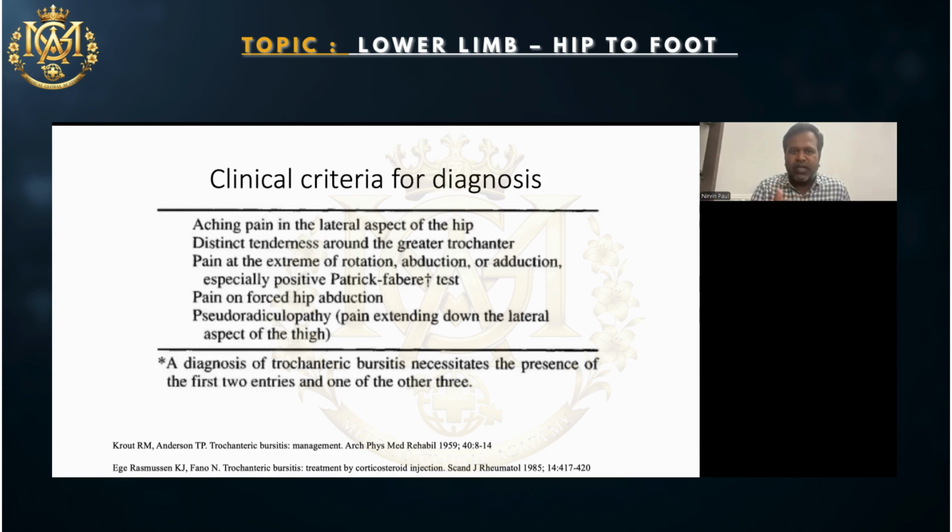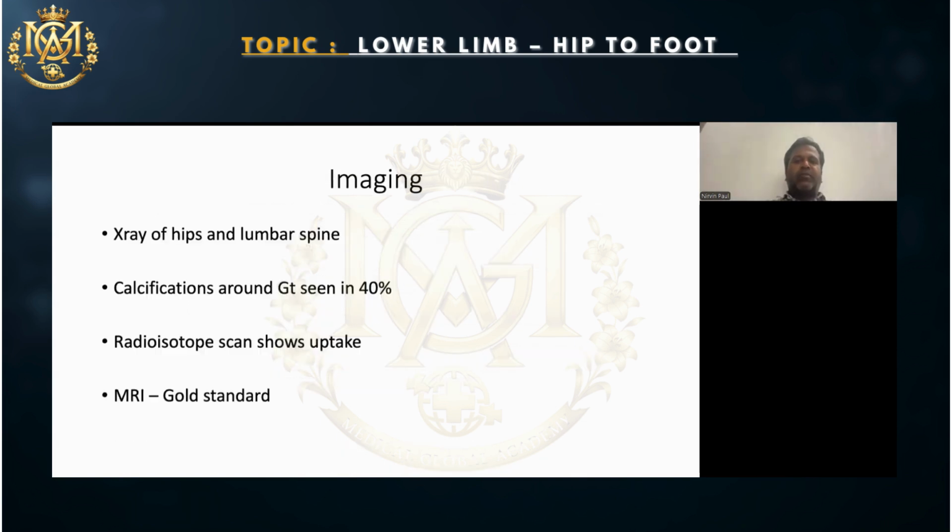So they should either have pain on forced abduction of the hip, or you're doing a FABER test, with restricted abduction and external rotation, that is positive, or there should be a pseudo radiculopathy where they're talking about radiating pain down the lateral aspect of the thigh. So the first two have to be there, and one among the next three has to be there for you to call it greater trochanteric pain syndrome.